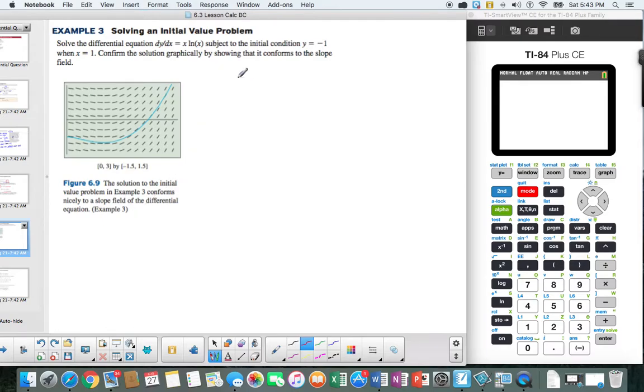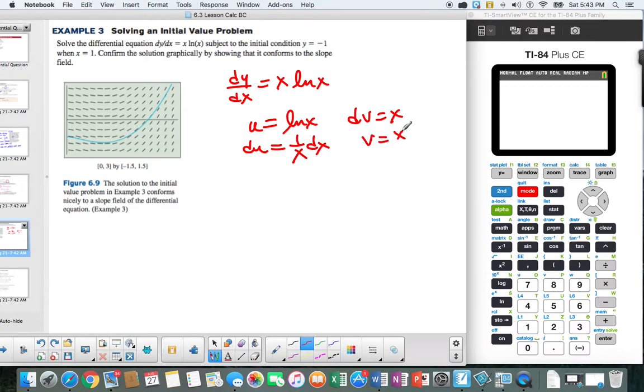All right, so let's take a look at trying to solve this differential equation. We want to find the antiderivative, and so we're going to do integration by parts. So we're going to let u be equal to, LIPET, remember, natural log of x, and dv will be equal to x. So du will be equal to 1 over x dx, and then v will be equal to x squared over 2.